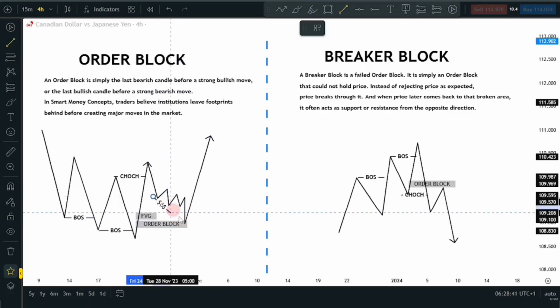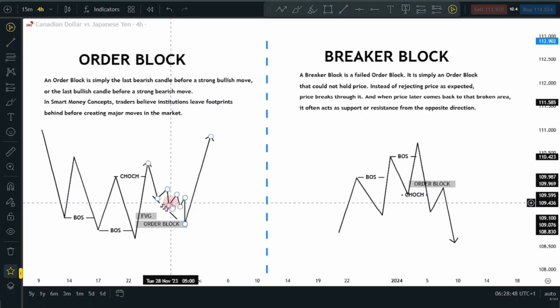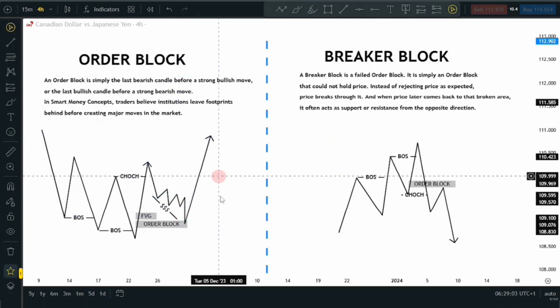The market should also grab liquidity here. That is, some people who are already buying, thinking that the price may reverse from this trend line support, have been taken out. Then the price mitigates this order block and it starts pushing in the up direction.